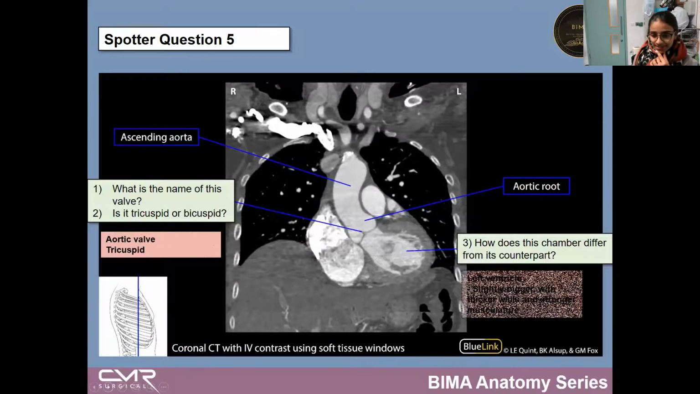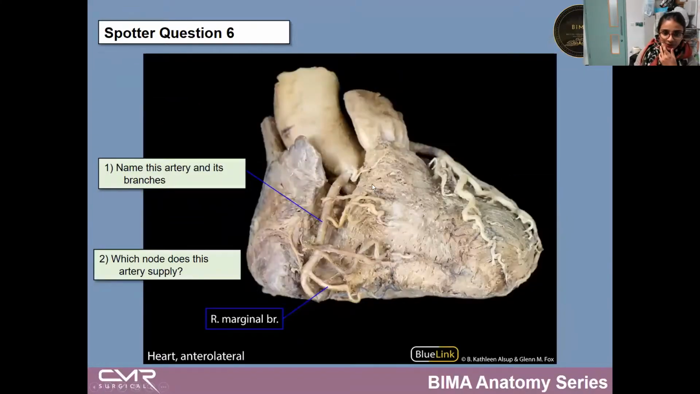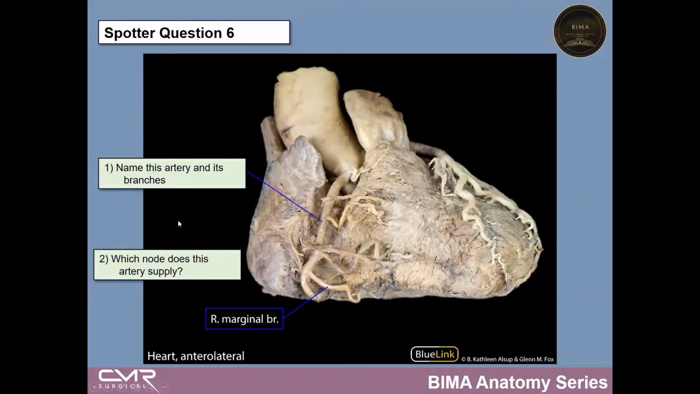Aortic valve, tricuspid, and your left ventricle, slightly bigger with thicker walls and stronger musculature than the right. All right, name this artery and its branches. I think we can make a logical conclusion that we previously spoke about the left coronary artery coming on this side, splitting into your LAD and your circumflex. So this would logically be your right coronary artery. And what are its branches?